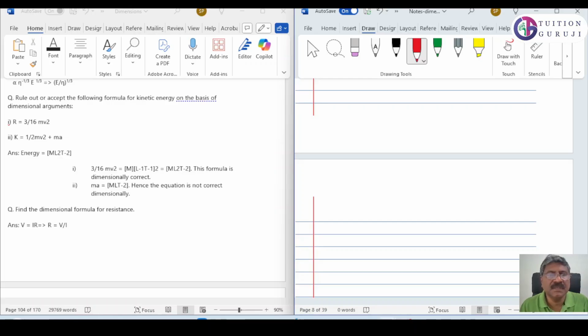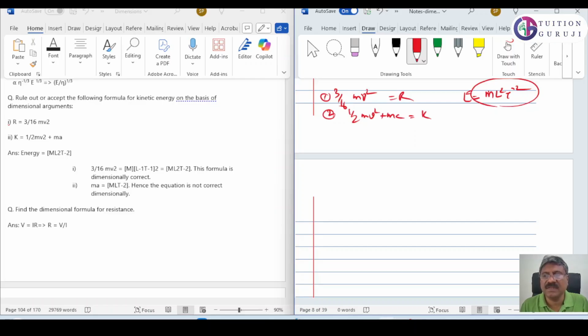Rule out or accept the following formula for kinetic energy on the basis of dimensional arguments. The first one given is 3 by 16 mv square. The second one is half mv square plus mv is equal to k. So in this case, what happens? We know that energy is equal to m L square T raised to minus 2. So we have to check whether we are getting this.